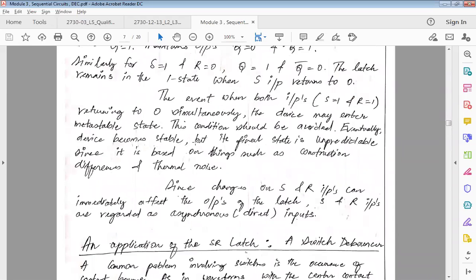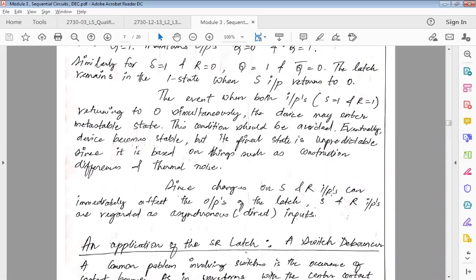Eventually the device becomes stable, but its final state is unpredictable. I do not know if it's going to be a 0 or a 1. So it's totally unpredictable. This will actually cause noise. It will cause disturbances or unwanted signals because of this toggling effect.